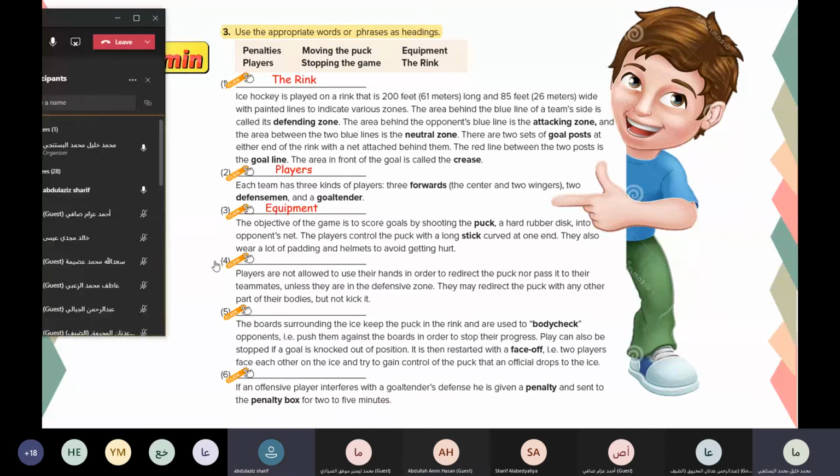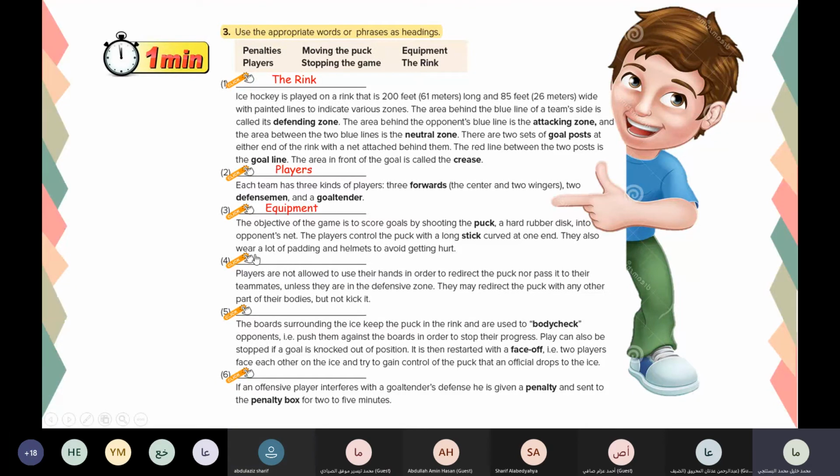Can I read? Yeah, Abdulaziz. What is the heading? It is talking about players moving the puck. Yes. The fourth title is moving the puck. Read.